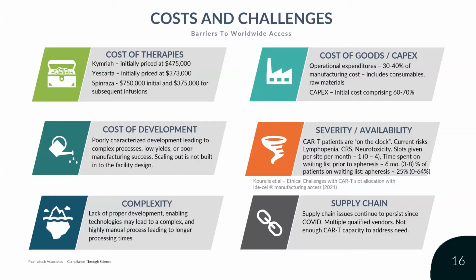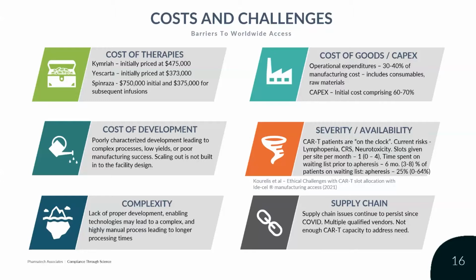And then I've talked about the ethical quandary before, but Corrales and colleagues, I believe at the MD Anderson Cancer Center, did a survey of all CAR T dispensing clinics. Right now, slots given per site per month, according to the survey they did across 20 sites, is somewhere on the order of potentially 0 to 4 patients. On average, generally one patient gets that slot per month. And these patients could have spent anywhere from 3 to 8 months on the waiting list prior to apheresis.